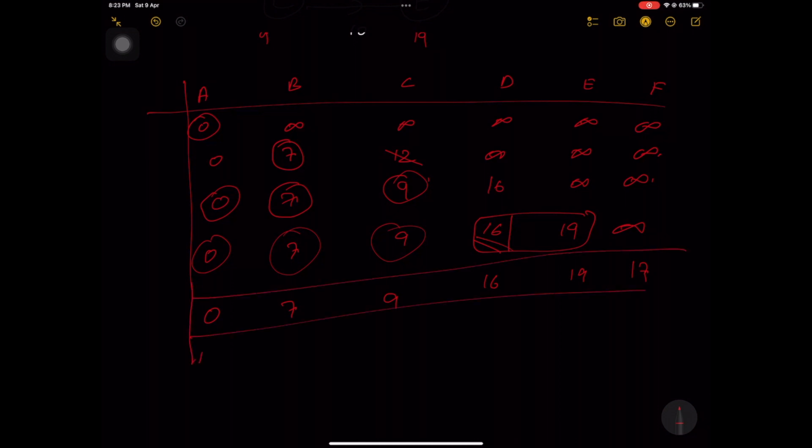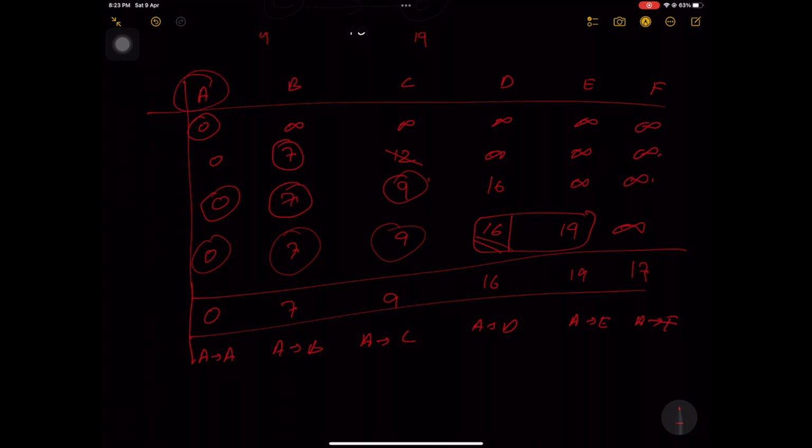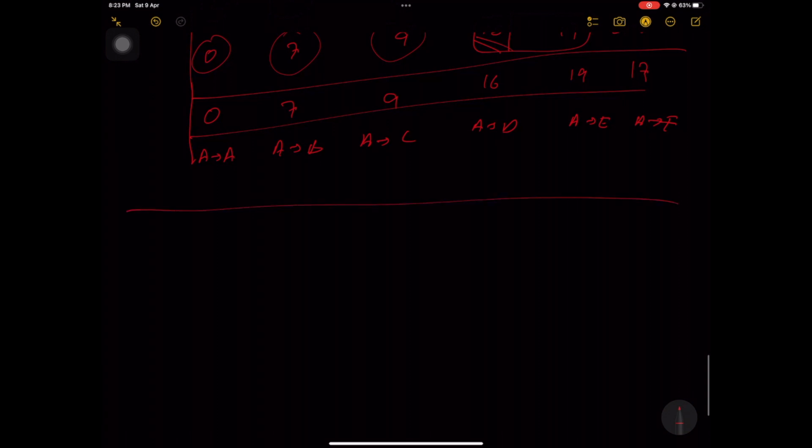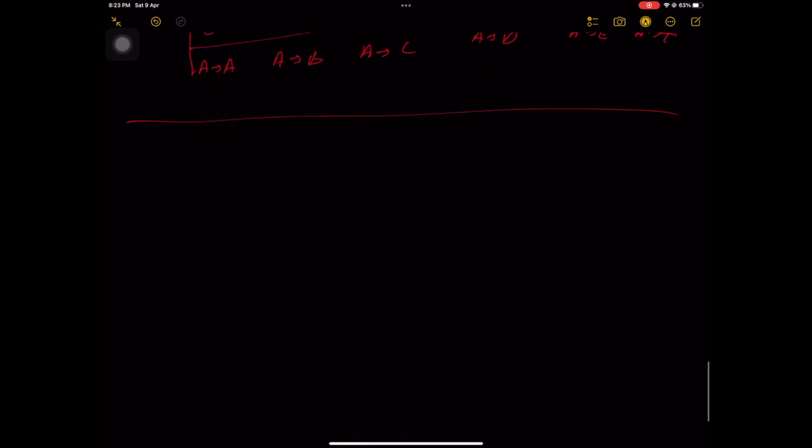So this is A to A, A to B, A to C, A to D, A to E, and A to F. This was Dijkstra's algorithm, the shortest distance from one node, the starting node A in this case, to every other node. Now Dijkstra's has one drawback, and I'll show you that drawback.